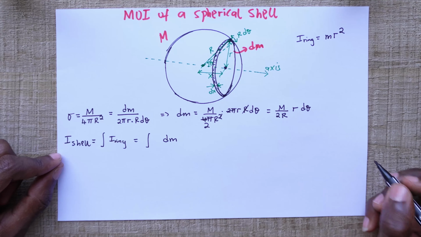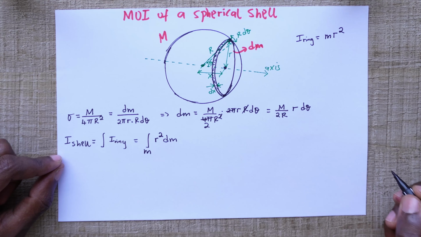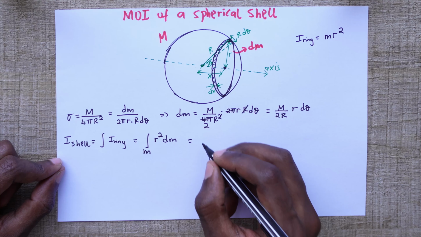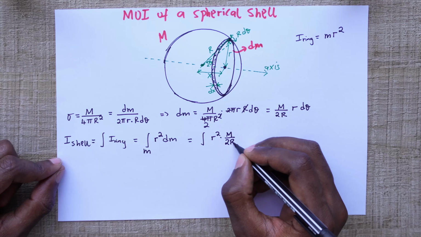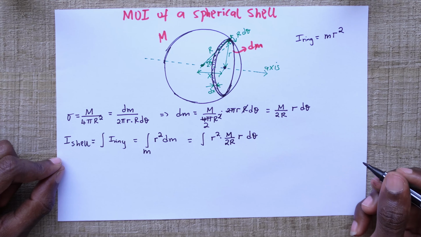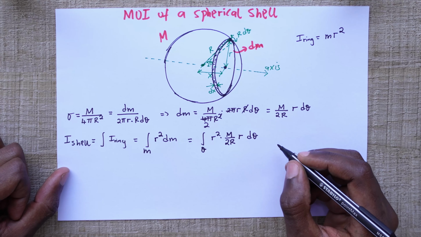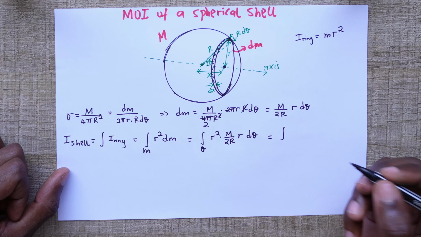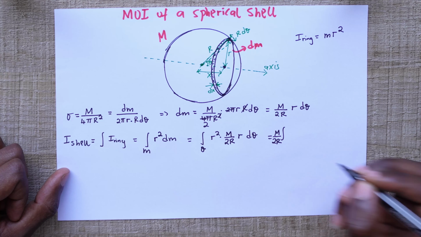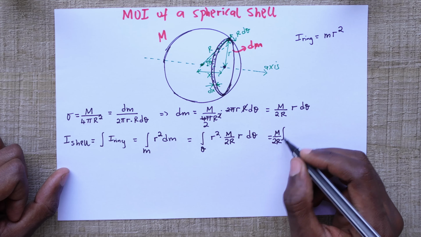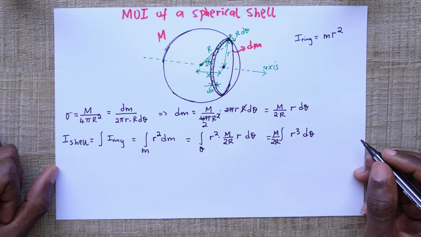Our mass is dm and the radius is just little r squared. So we need to integrate that over all the mass. Okay, so that gives us the integral of r squared times capital M over 2R times little r d theta. And we need to integrate over values of theta. Okay, so if we simplify this further, we can keep this constant out of the integral because it's a constant. So we have M over 2R times the integral of r cubed d theta.